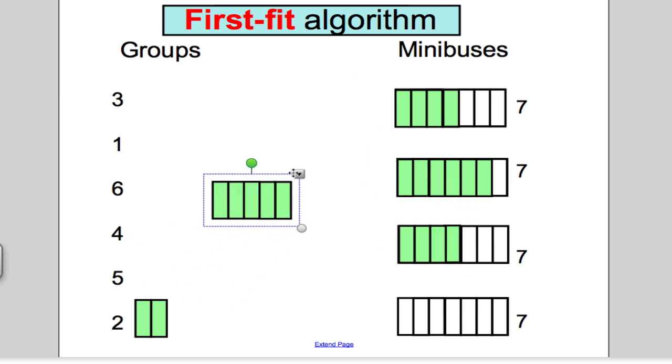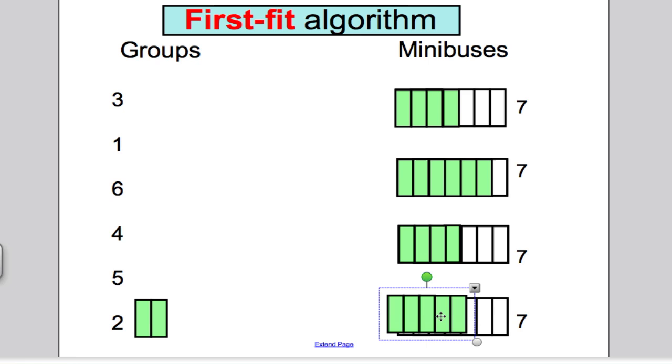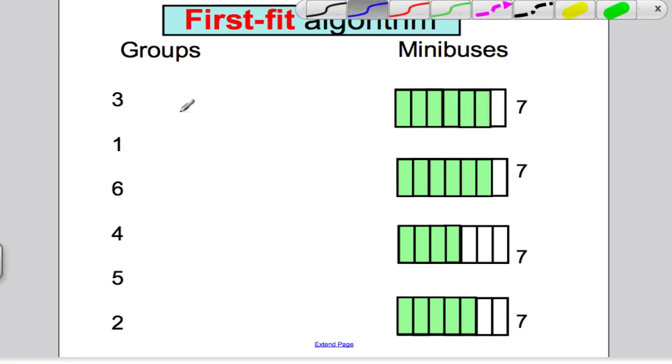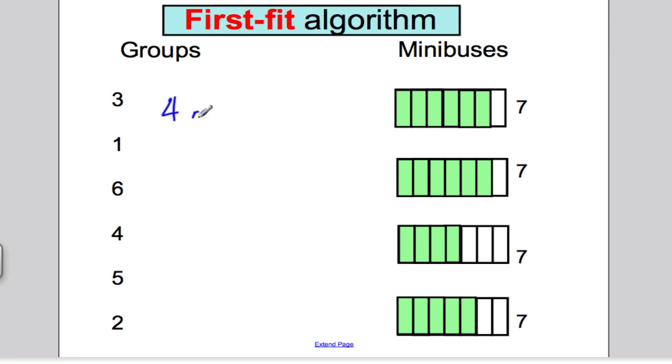These 5 people would not fit here, here, here, they'd have to go here. And these 2 people, would they fit anywhere? Well, yes, they'd fit on the first minibus as such. So using the first fit, we got an answer that we need 1, 2, 3, 4 minibuses. We needed 4 minibuses.